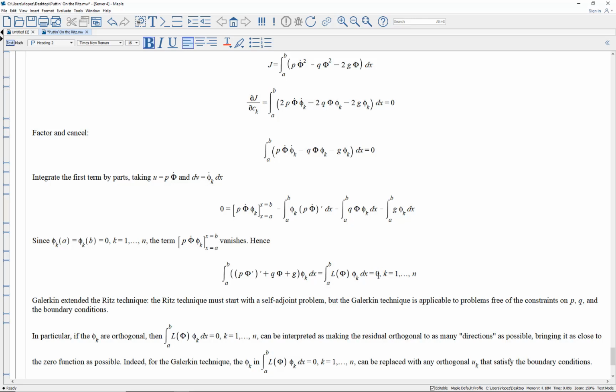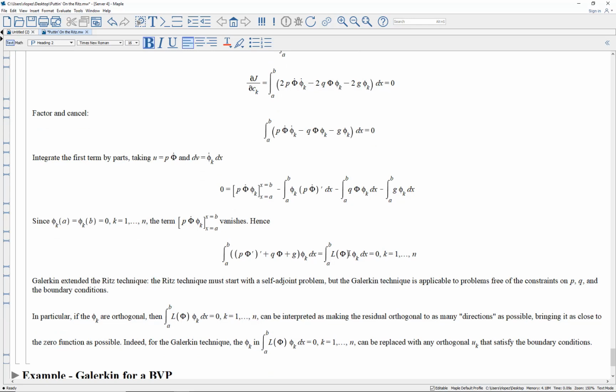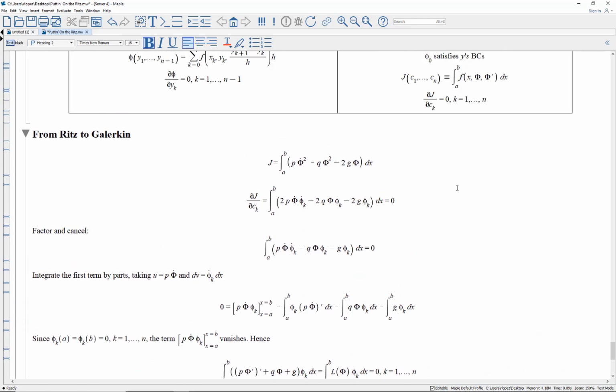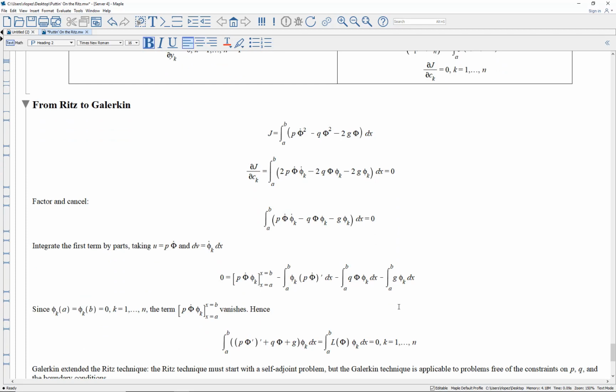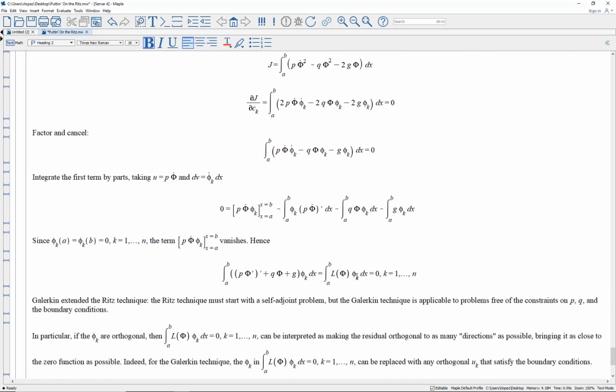So what did Galerkin say? He said, look, this is an orthogonality condition. You are making the residual for this approximate Ritz function orthogonal to these phi k's. Make the residual orthogonal to something else, something more amenable.